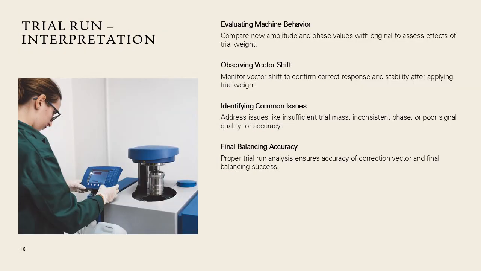This slide explains how to evaluate the machine's behavior after applying the trial weight. Technicians compare the new amplitude and phase to original values, observe vector shift, and confirm repeatability. The slide addresses typical issues such as insufficient trial mass, inconsistent phase behavior, or poor signal quality. Proper analysis of the trial run determines the accuracy of the correction vector and ultimately the final balancing result.